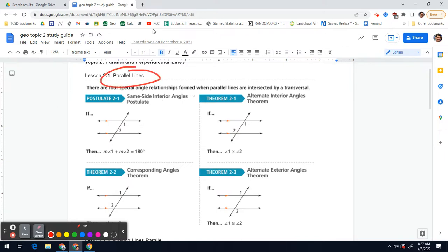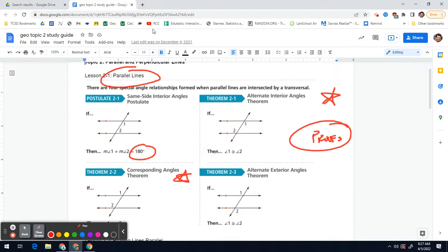You do have 4 special angle pairs. You have the same side interior, which are supplementary, add to 180, and then you have your alternate interior angles, your corresponding angles, and your alternate exterior angles that are congruent, right? So again, the alternate interior angles and the corresponding angles to me are the ones that are most prevalent, okay? Now, these you will see in proofs for sure, okay?